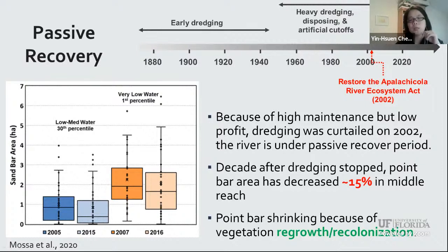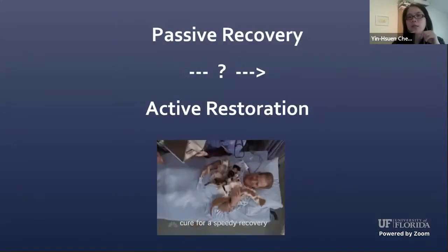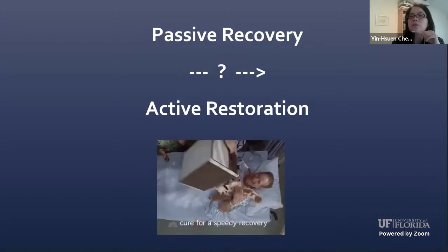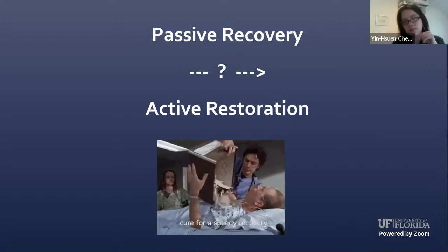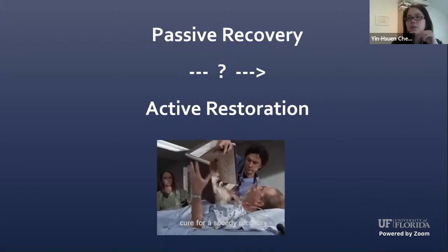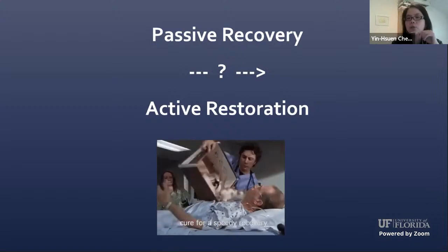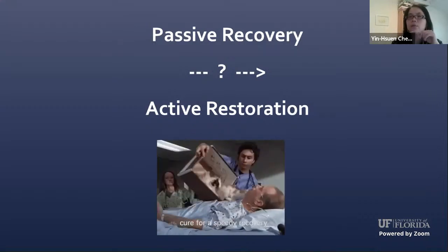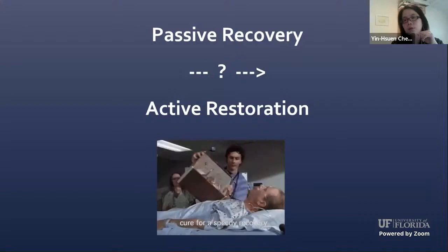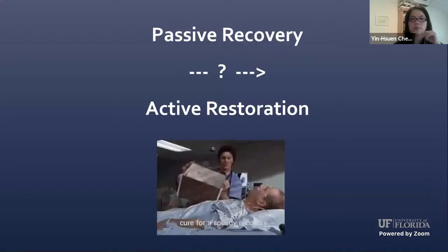So here I want to say the regrowth or recolonization of vegetation is part of the recovery process in Apalachicola River. So here's the idea. So now we know the river is slowly recovering. And what if we want to do something to increase the rate of recovery? Well, not as ambitious as this GIF showing, but to help Mother Nature speed up the recovery process. We want to know how much, how quickly, and in what ways this river recovered before we conduct any active restorations. All right.